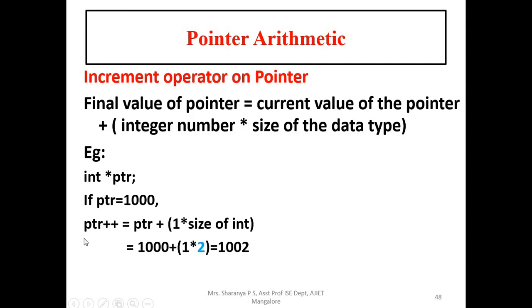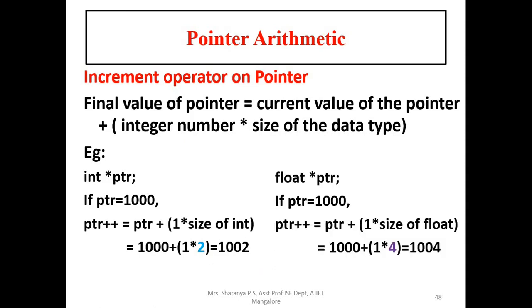PTR++ here is a post increment operator. Here it will increment the value by 1 normally. That is, PTR is the current value of the pointer plus an integer number. With the statement PTR++, it indicates PTR plus 1, that is 1 is the integer number, 1 times the size of int. Size of int will be either 2 or 4 bytes depending on the system. Now if we consider it as 2, with this formula we can calculate the final value of the pointer as 1000 plus 1 times 2. So it is computed as 1002.